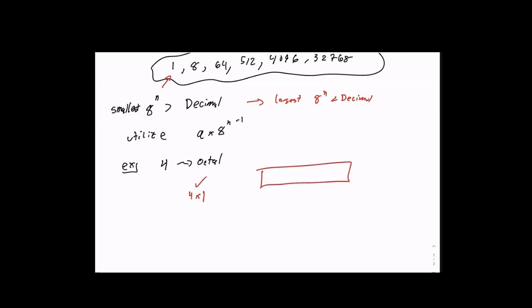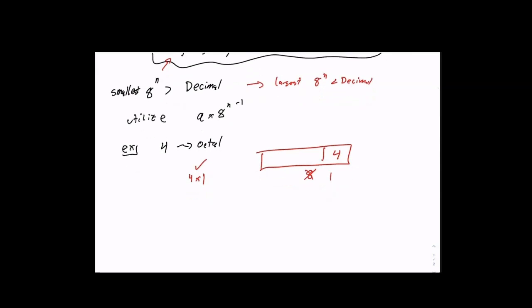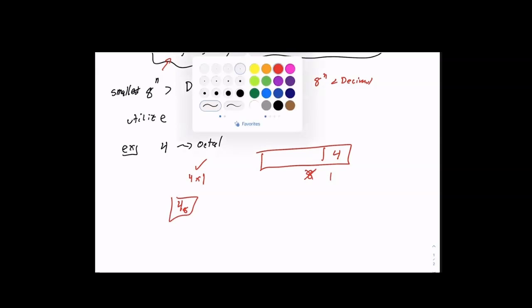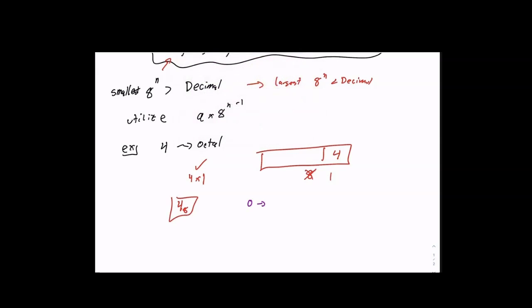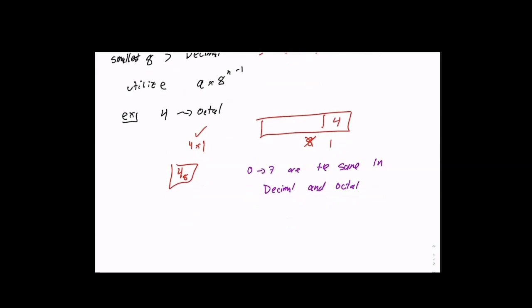So when I'm doing the table, I have 1, 8, or sorry, 1, 8. I don't need the 8. I only need the 4. I only need the 1, so the answer is 4. And that seems kind of obvious. The answer in octal is also 4. What this kind of tells us is that the numbers 0 through 7 are the same in decimal and octal. So 4 is 4.